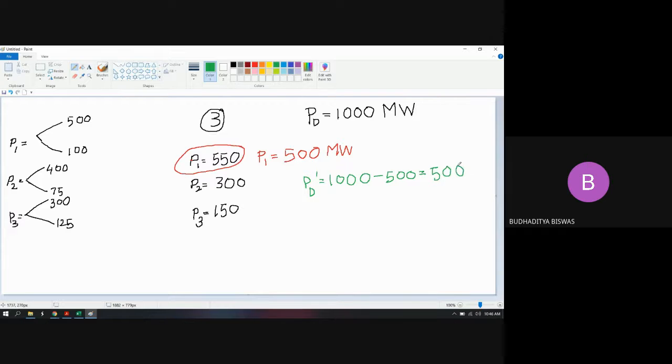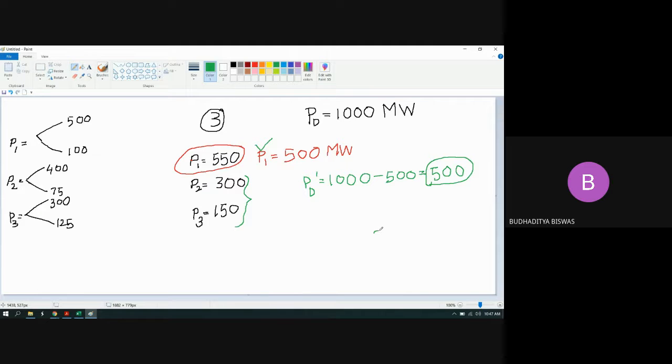Now the procedure: this 500 is our load demand. It is the modified load demand, because some part of the load demand is already shared by generator 1, so we don't need to think about that. The remaining load demand, that means 1000 minus 500, or the 500 megawatt, should be shared between unit number 2 and unit number 3 economically. So then again we need to run the problem, but this time we should not consider P1.